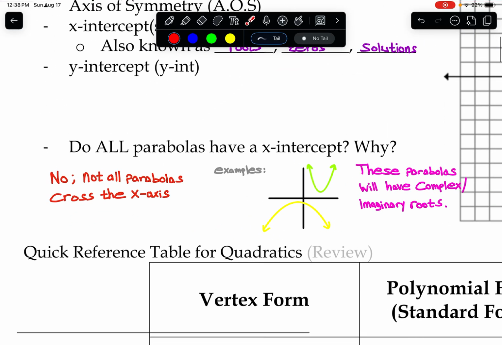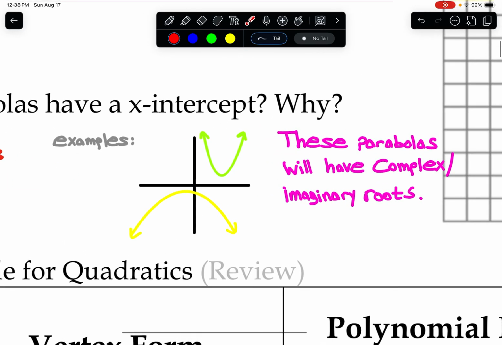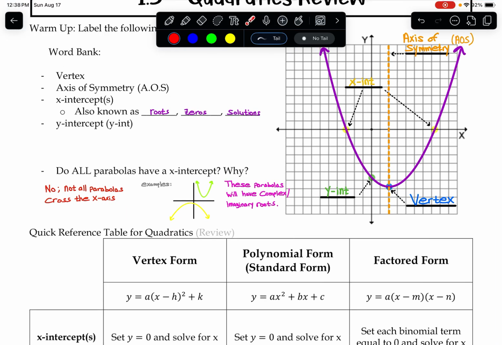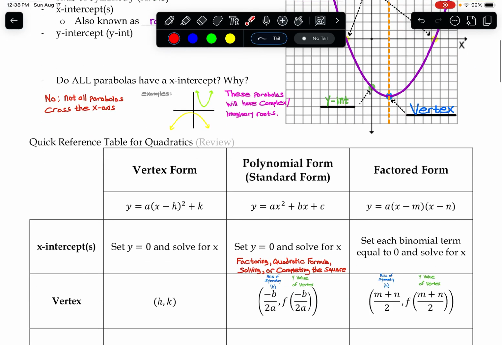Now, your x-intercepts are also referred to as solutions. So when we say that your parabola or quadratic may not have a solution, that just means that it doesn't cross the x-axis. Your parabola needs to cross the x-axis to have what we call solutions. Not all parabolas are going to cross your x-axis, which means we're going to have what we call complex or imaginary solutions, which we're going to get into in more detail later.